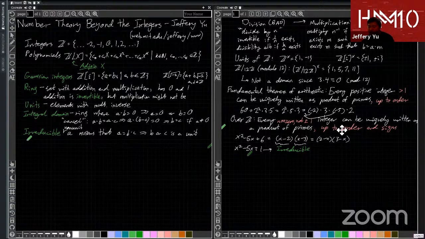So what is the proper definition of prime in a ring? A prime element P means, the correct definition is that P divides B times C implies P divides B or P divides C. This is the correct definition of prime. I guess we also need non-unit here.